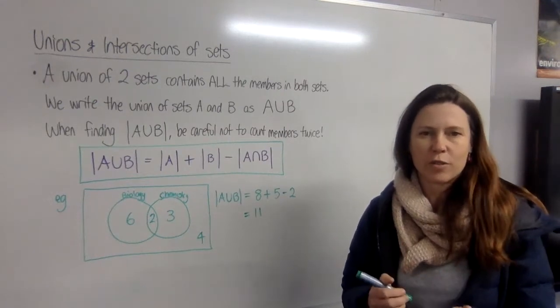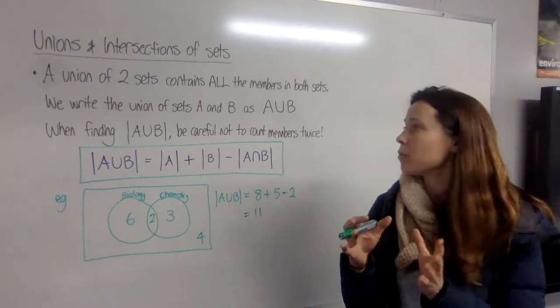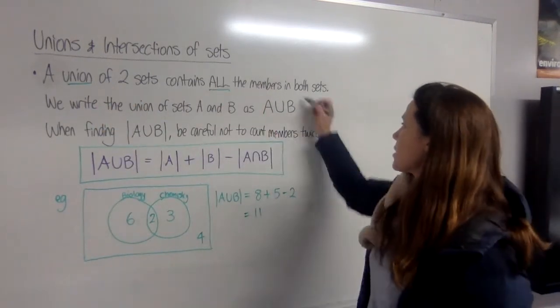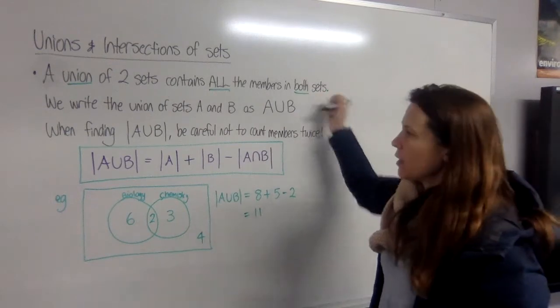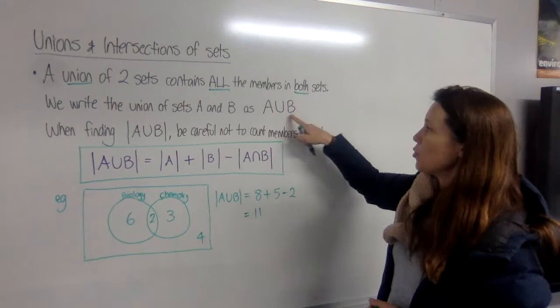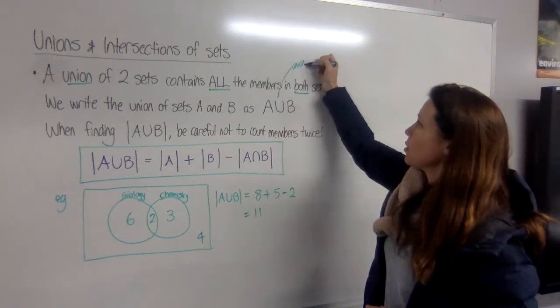Now, a union of 2 sets is exactly what it sounds like. If you make a union with someone, you join together with them. So a union of 2 sets contains all of the members in both sets. Now, we write the union of sets, say A and B, as A, U, B, and that's a nice way to remember it. The U stands for union. Makes a lot of sense.